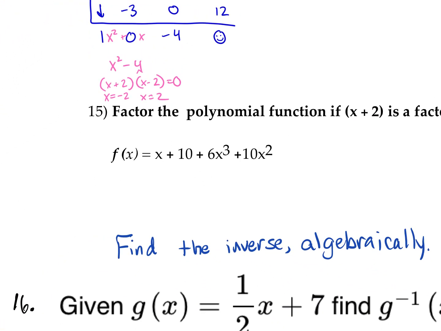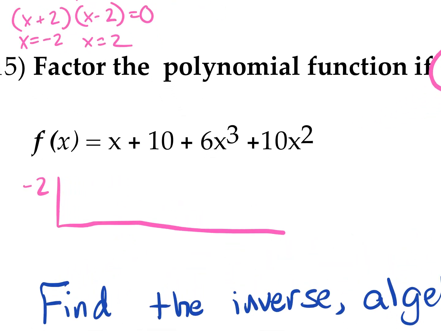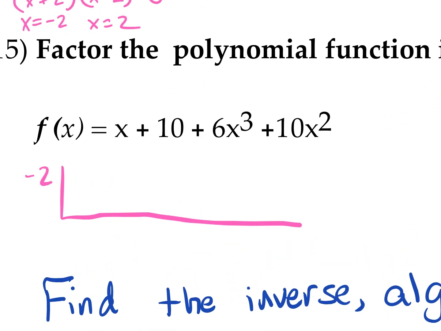So this says x plus 2. Since it's written as a binomial, we change the sign and make it -2 on the outside. And then with my polynomial, I want to put it in standard form so I know which coefficient goes where. So I have 6x cubed plus 10x squared plus x plus 10. Nothing's missing, so I can go ahead and plug in my coefficients. I have 6, 10, 1, and 10.